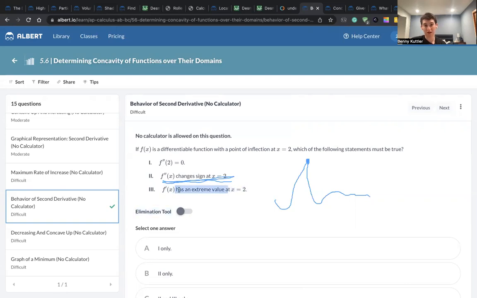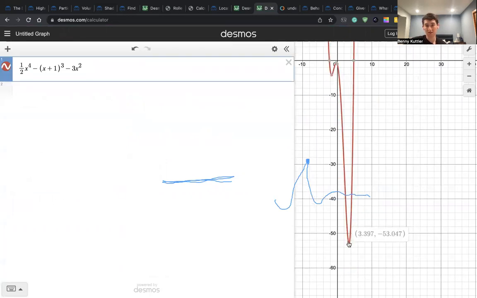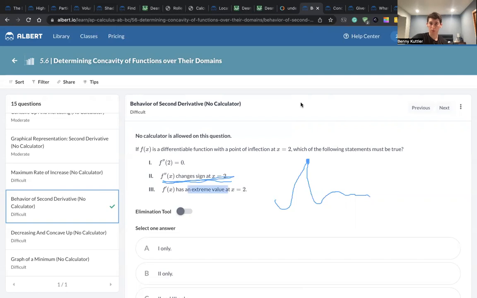We don't necessarily know that it has an extreme value there, because if we look at our example from before, there was a point of inflection around here at x equals 1, but the extreme value wasn't until down here. So when the first derivative equals 0, then that's a critical point. But a point of inflection is when the second derivative changes sign.